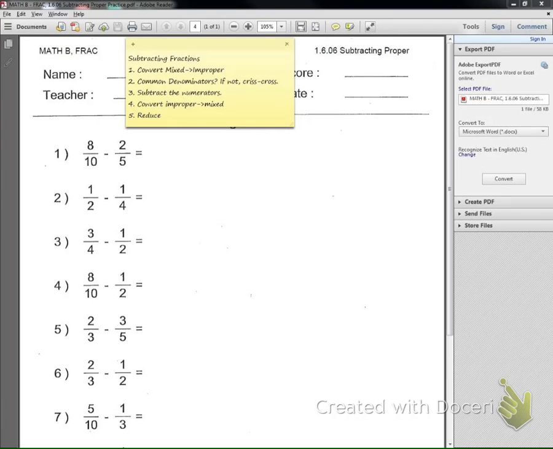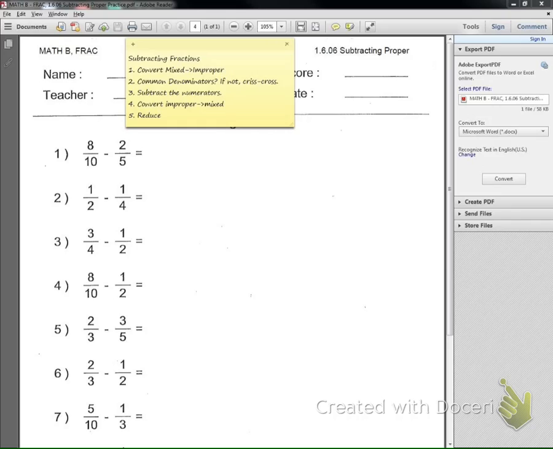This is lesson 1.66, subtracting proper fractions. Up at the top of your screen, you see that I have the steps to subtracting fractions, and they are almost identical to adding fractions, with the exception of step 3: subtract the numerators instead of adding the numerators.